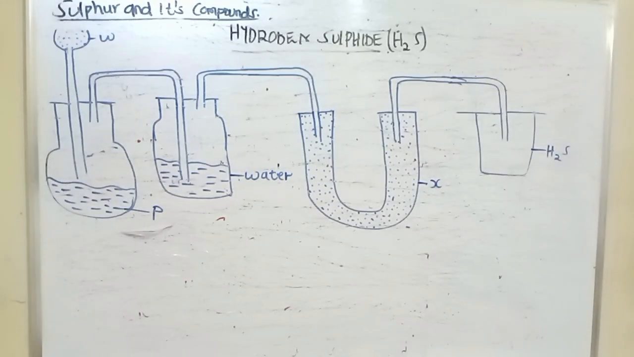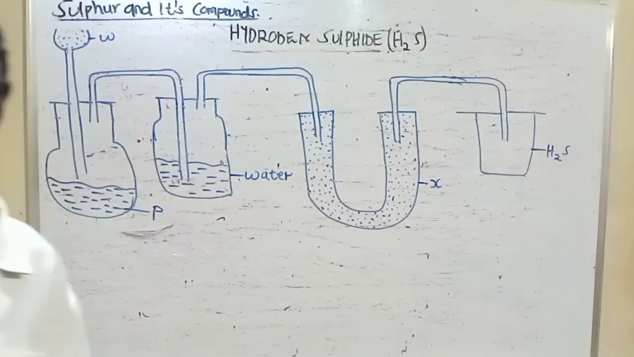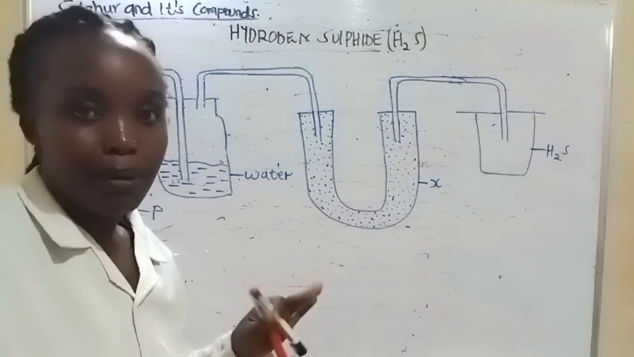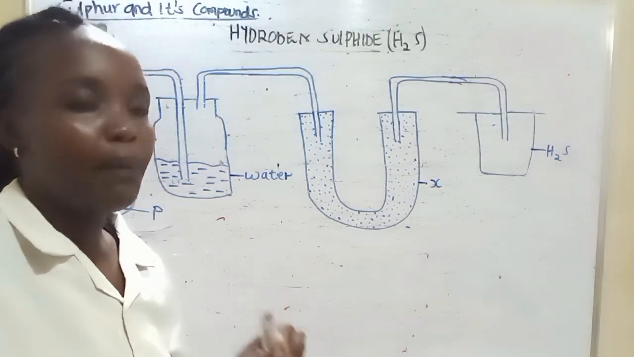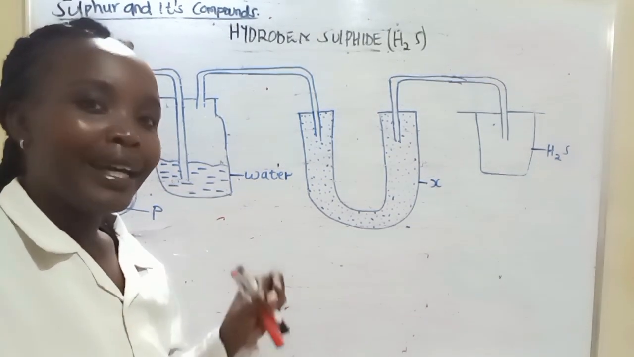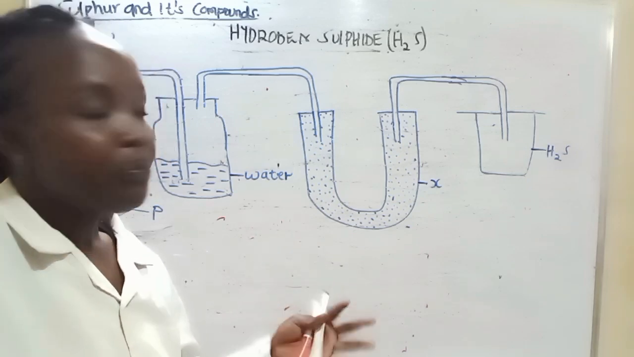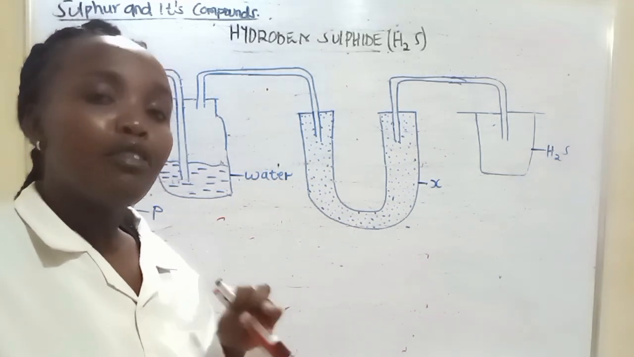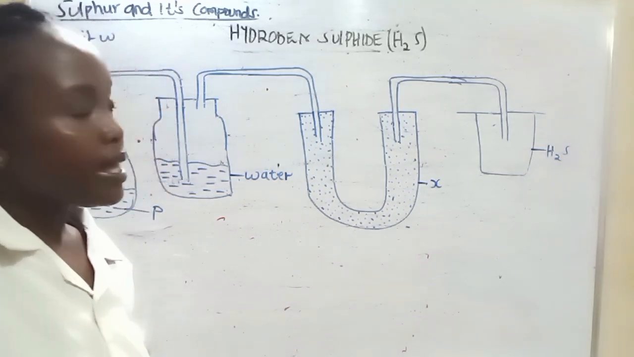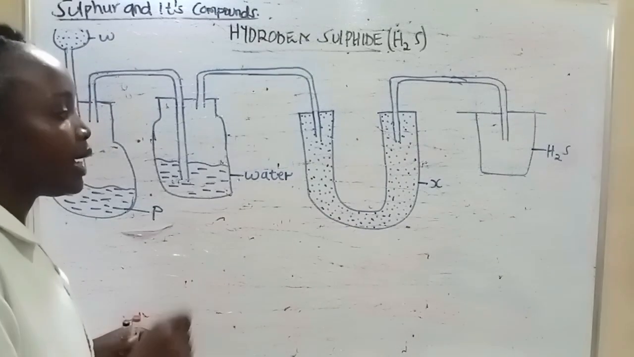Hydrogen sulfide can be made naturally from the decay of organic matter. Again, hydrogen sulfide has a rotten egg-like smell. It is colorless and it is highly flammable. Another thing about hydrogen sulfide is that it is also highly corrosive.